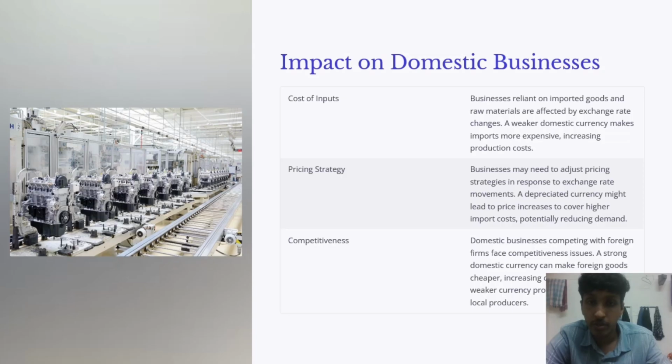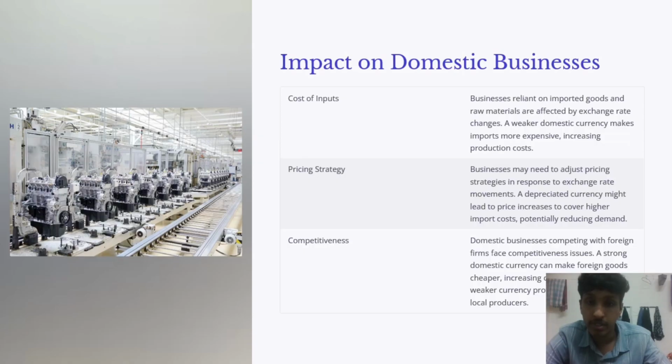Cost of imports. Businesses reliant on imported goods and raw materials are affected by exchange rate changes. A weaker domestic currency makes imports more expensive, increasing production cost. So imports are things which businesses need to make products. So if the currency gets weaker, it can cost more to import inputs. So this can increase the cost of making the product. So that is one of the impacts on domestic businesses.